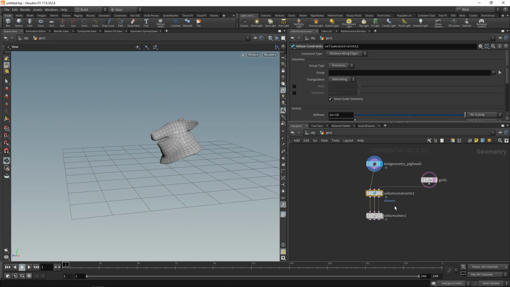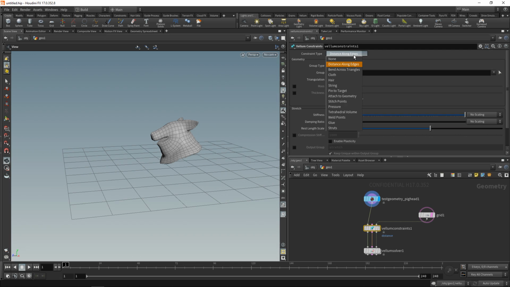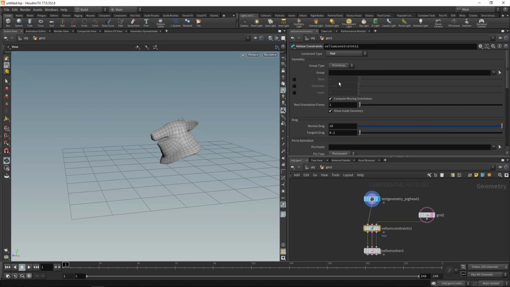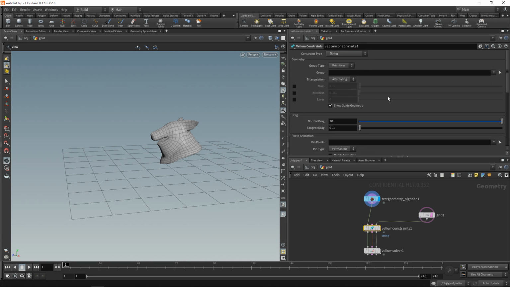So in the Vellum constraints here, we can choose different constraint types. And I mentioned that the basic ones here are the distance along the edges, the bend, in this case across triangles, and the volume, the tetrahedral volume that we've been talking about. However, there are lots more constraint types, and those are a combination of those basic constraints. So for example, hair has a bend, a length, and also a twist constraint, while for example, string only has a bend and a length constraint, but no twisting.